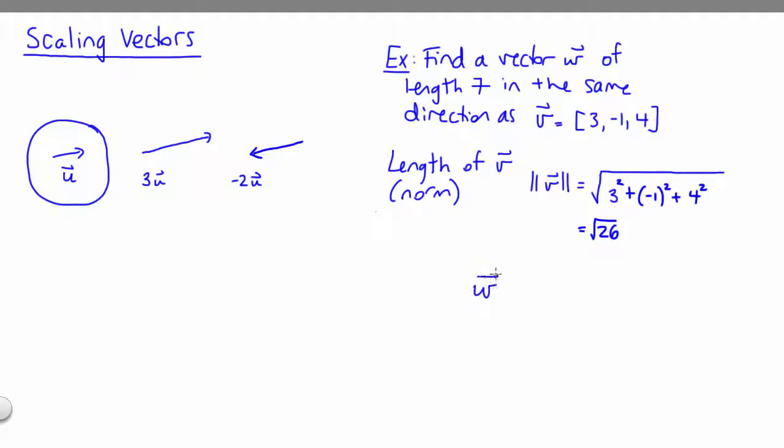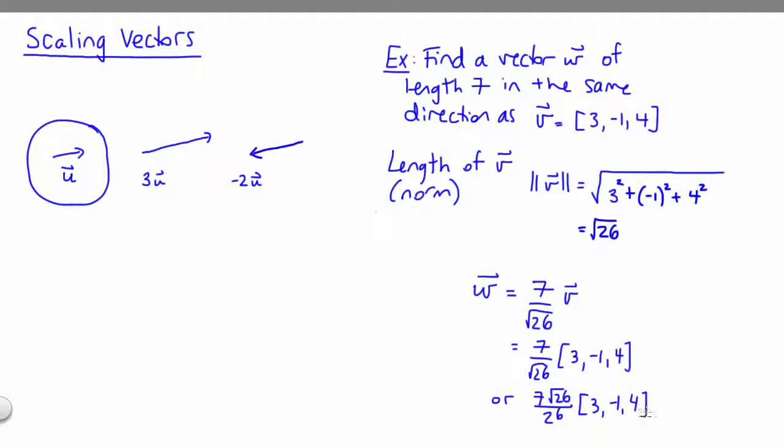Now the vector w that we're looking for is going to be a scalar multiple of the original vector v. So it's going to be some number times v. We know that because we want w to be in the same direction as v. So what we need to do is adjust the length of w so that it's got length 7. The vector v, we said, had length root 26. So what we need to do is take 7 over root 26 times our original vector v to get a vector that goes in the same direction as v and which now has length 7. So to write down our final answer here, or to rationalize your answer, you could call it 7 root 26 over 26 times the original vector v.